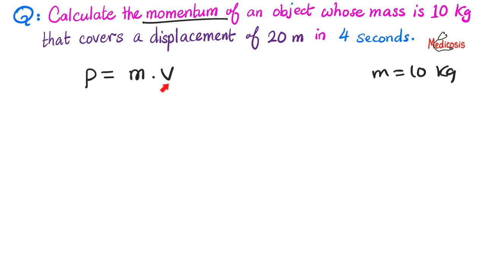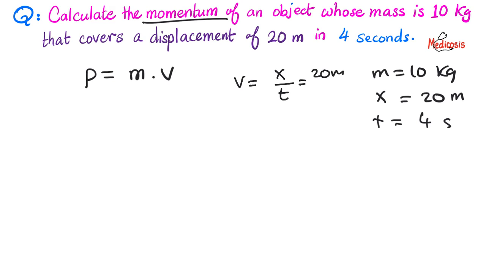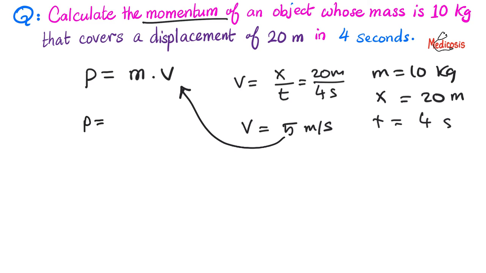Do I have the velocity? I do not have the velocity. However, I have displacement, which is 20, and time, which is 4. From displacement and time, can I try to find velocity? Absolutely. Velocity equals displacement over time. Displacement is 20 meters and time is 4 seconds. 20 divided by 4 is 5 meters per second. And this is my velocity, so this goes here. So momentum equals mass, or 10 kilograms, multiplied by velocity, or 5 meters per second. 10 times 5 is 50 kilograms times meters per second.